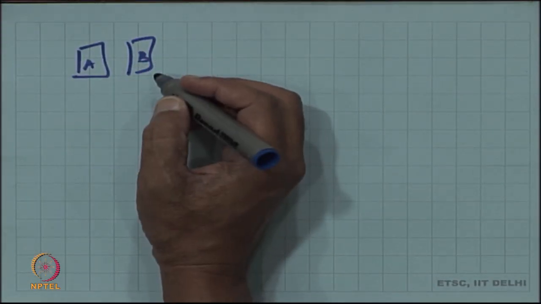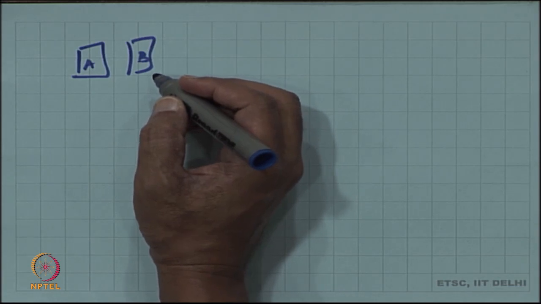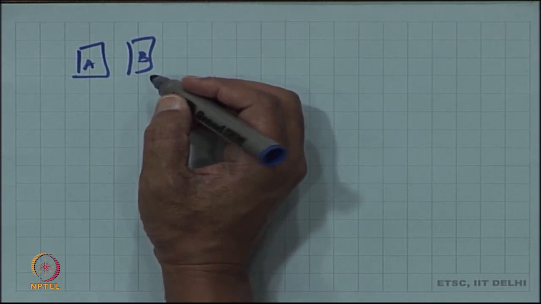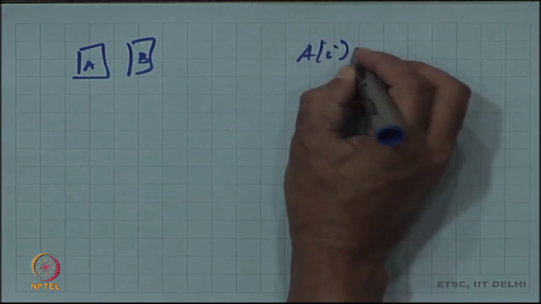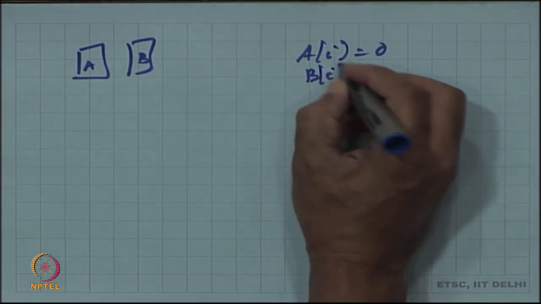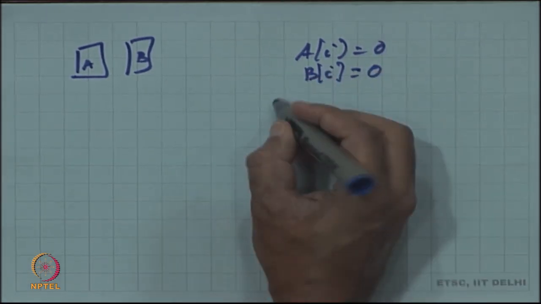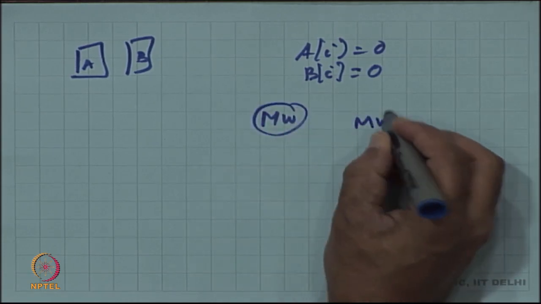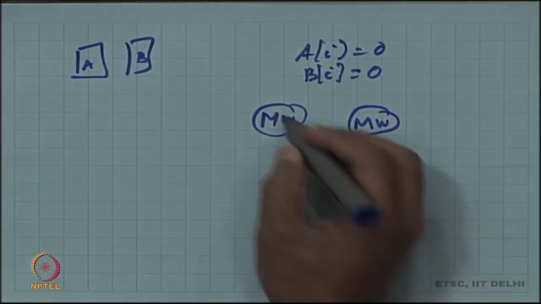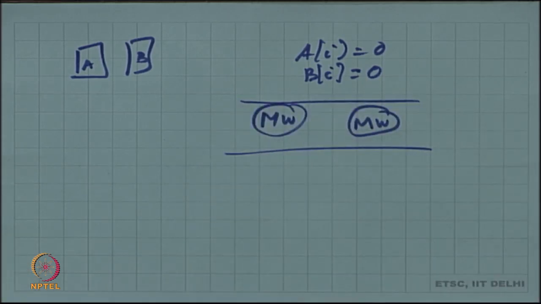Let us assume that these are single port memories. Single port memory means that at any point in time you can access only one element. So, then when I have my A[i] equal to 0, B[i] equals 0, ultimately these are two different memory write operations, right. These memory write operations could be scheduled in parallel.